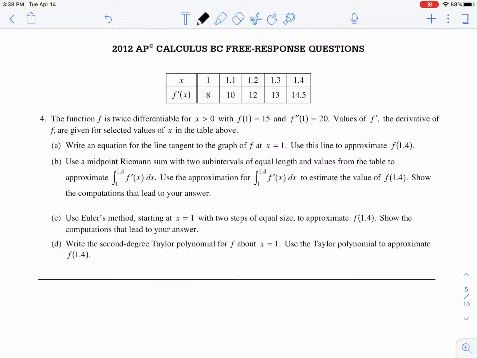So we're looking at the 2012 AP exam free response question number 4. And this one I think is a fantastic question. Not because it's overly difficult or challenging, but because it hits up a number of different topics throughout.